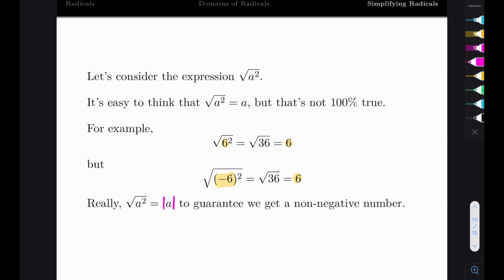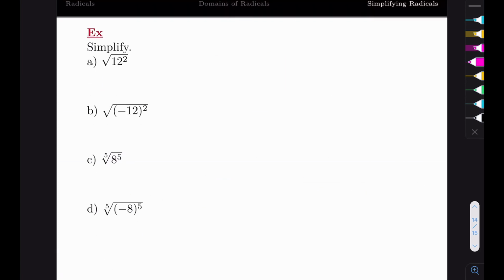It's always going to give you something positive. If you have a minus sign in front, that's a little different. So we'll see a couple examples of how to work with this. So we're going to simplify each of these expressions.